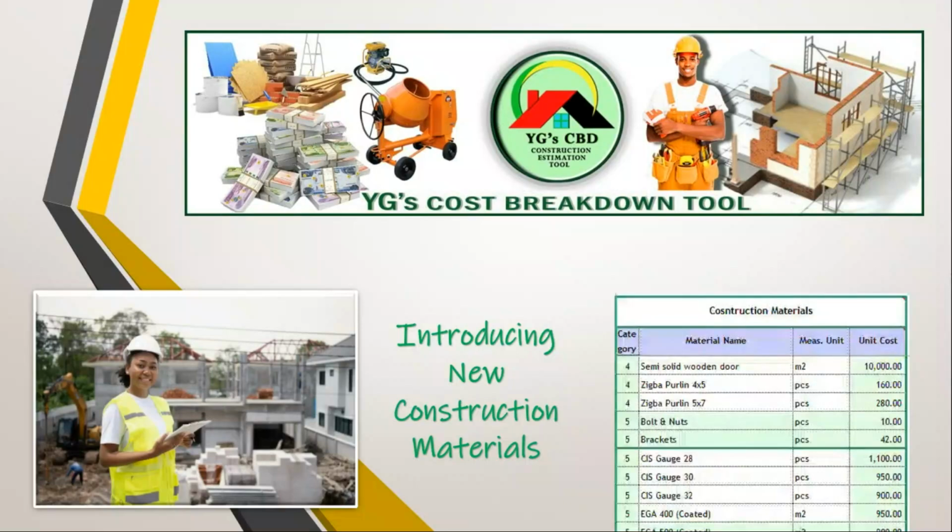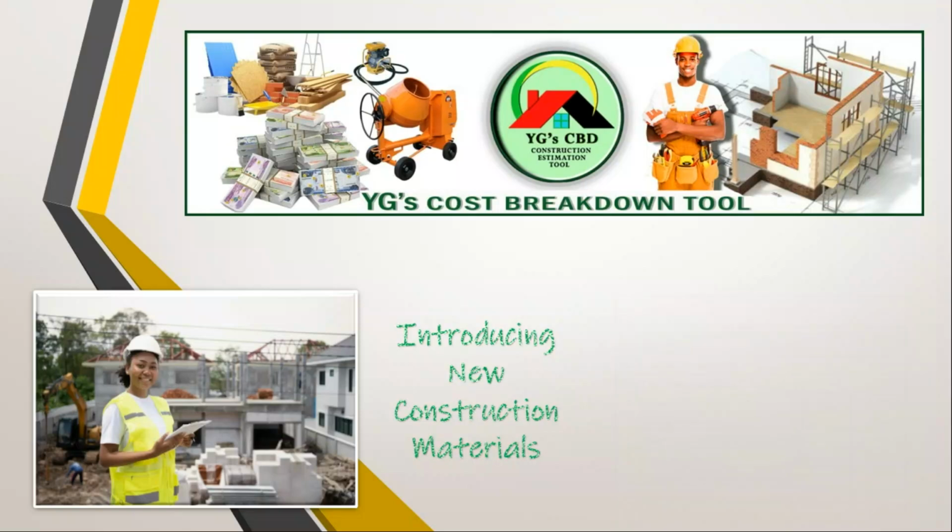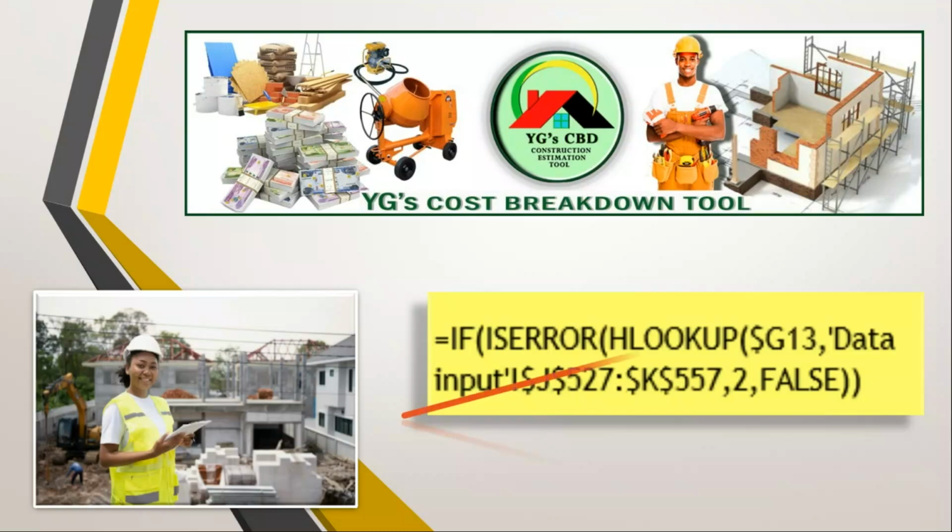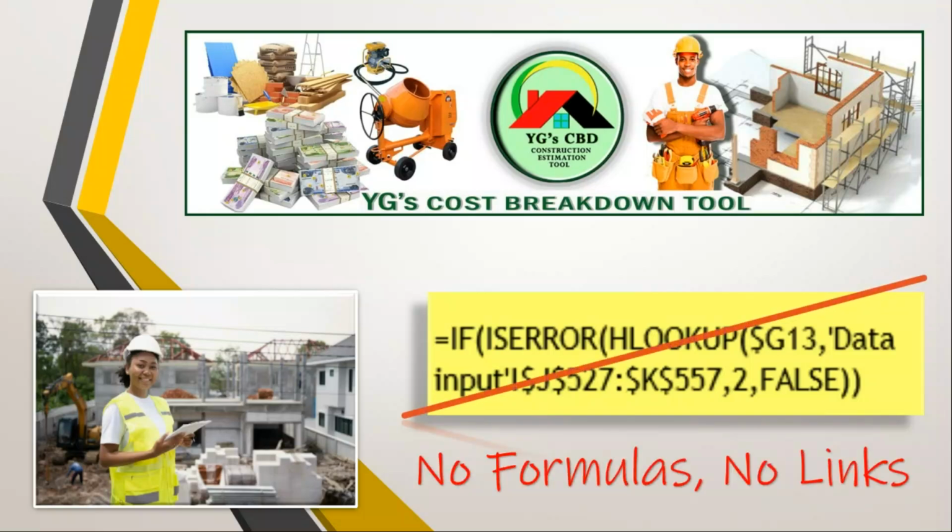I am Jenny. We all know that in these days of rapidly changing technology, new construction materials will be frequently introduced, and incorporating them into our cost breakdown system is very important. Today I will show you how easy it is to introduce a new type of material into the database of YGCBD. You are not expected to write any formulas or create links. The new item will be automatically linked to the cost analysis system and will be available for unit price calculation, material list preparation, etc.